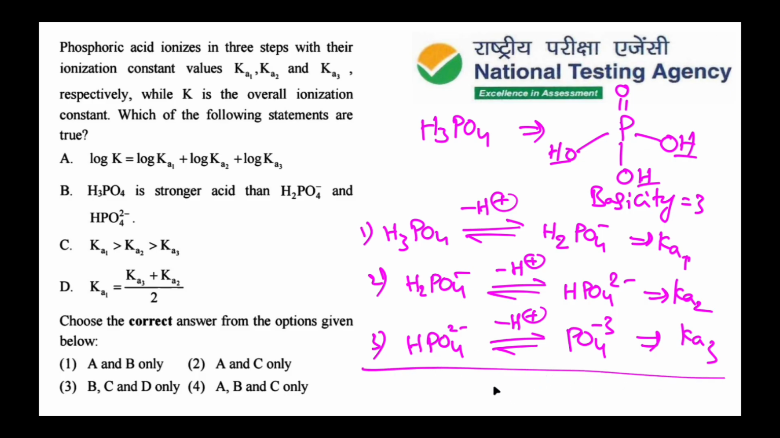So the overall H3PO4 can donate a total of 3 H+ ions and PO4 3-, and that value is K. So the overall K value is the multiplication of Ka1 into Ka2 into Ka3. So the overall K is equal to Ka1 into Ka2 into Ka3.